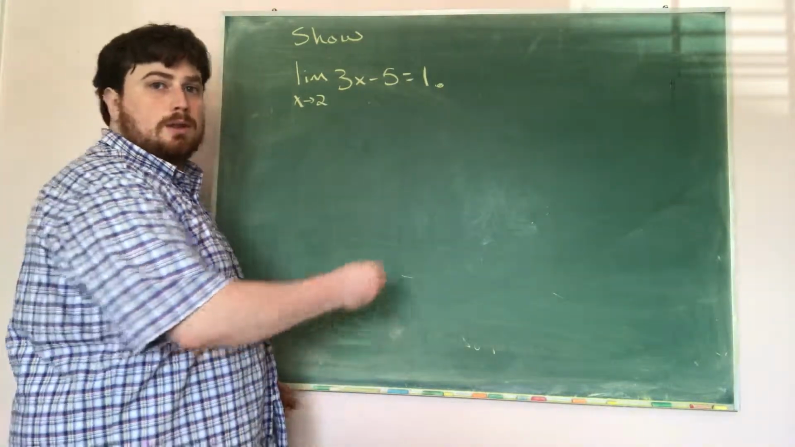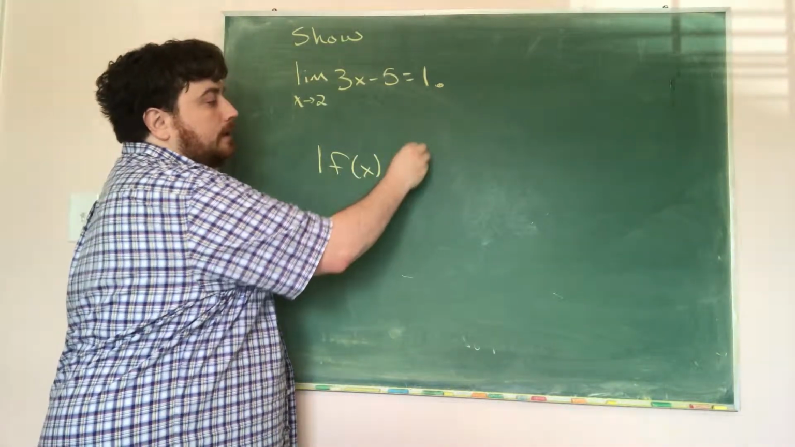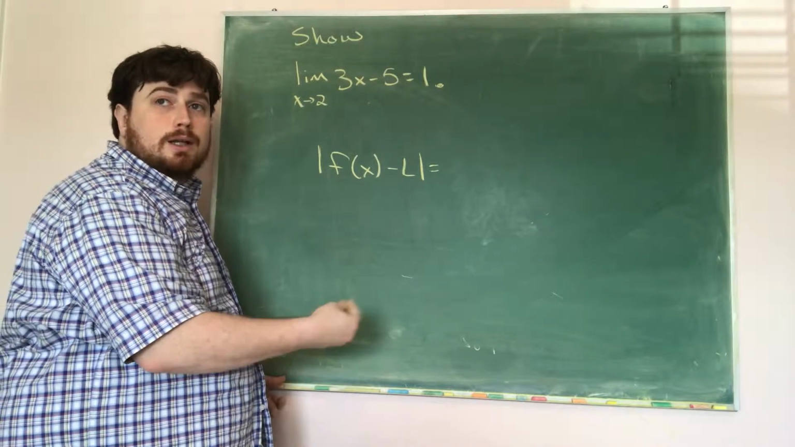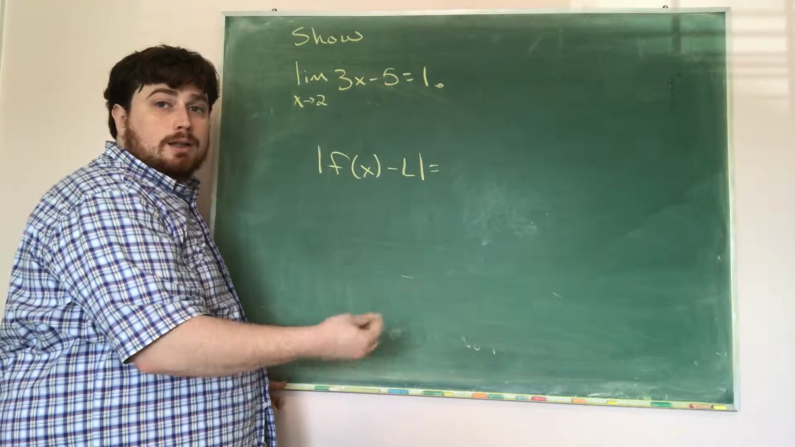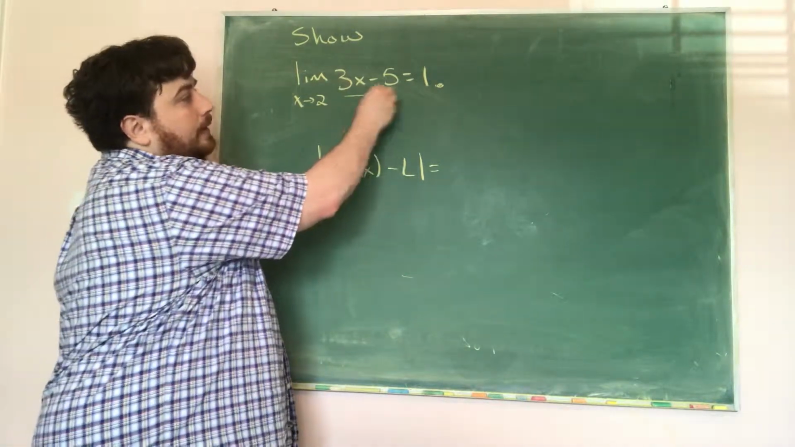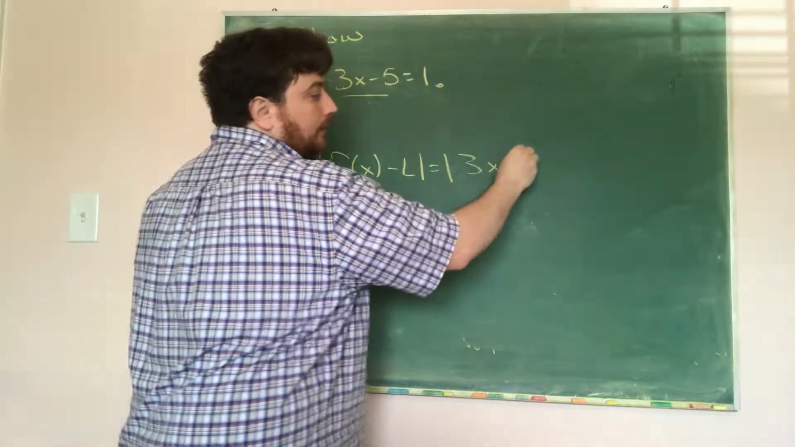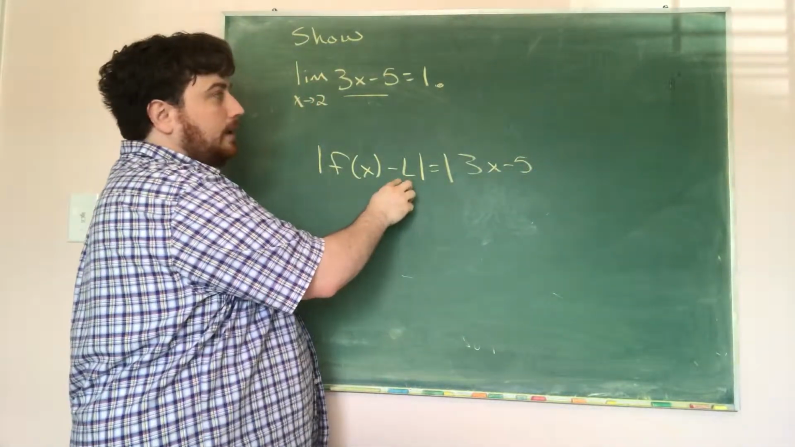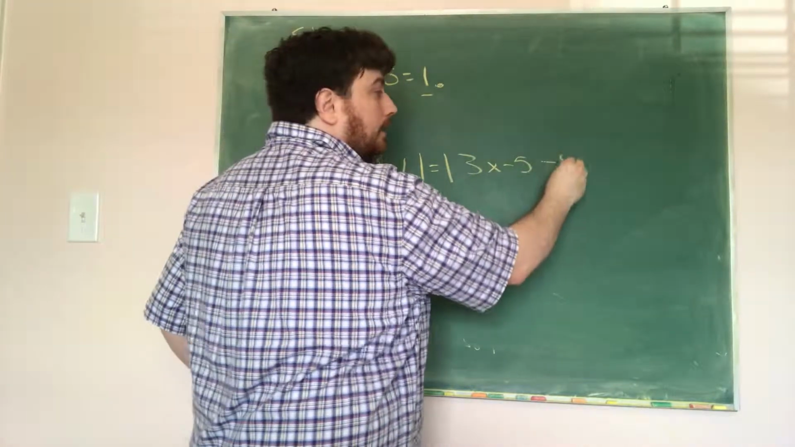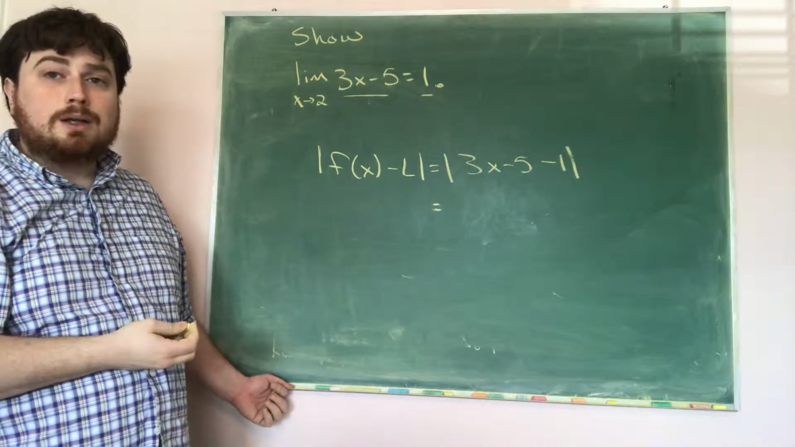And so what I want to start off doing is just look at what |f(x) minus L| is equal to. Can I simplify this? Can I get this out so that I can use something about delta to show that this has to be small? So now if I look at f of x, that's the function inside the limit. So here I'm going to get 3x minus 5. And if I take the limit, it's just this number over here. So I'm going to subtract 1, and what I'm left with is the absolute value of 3x minus 5 minus 1.